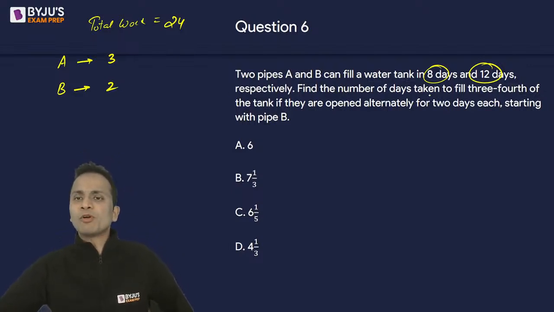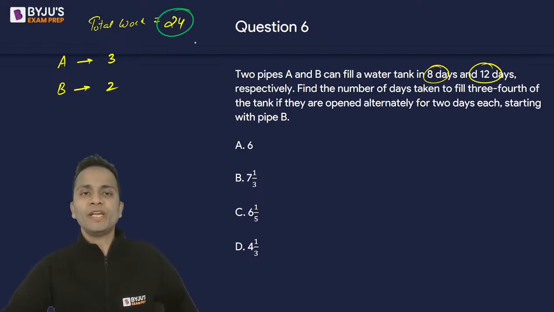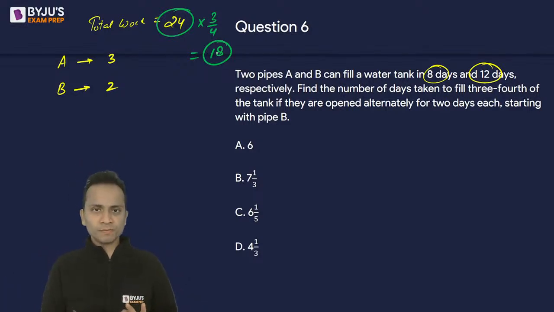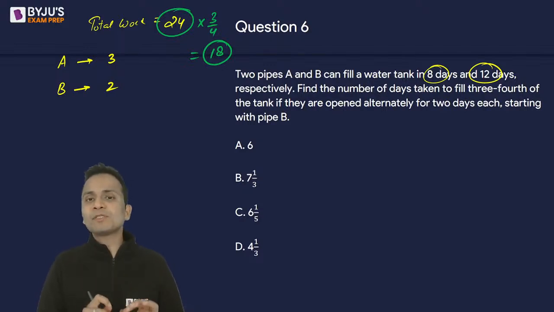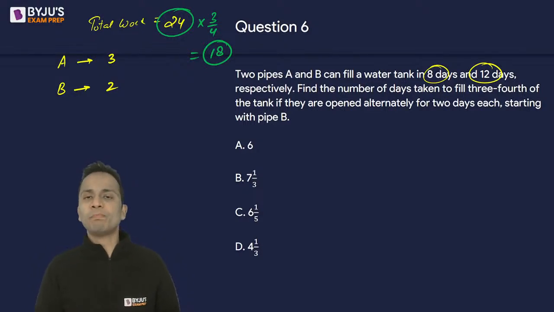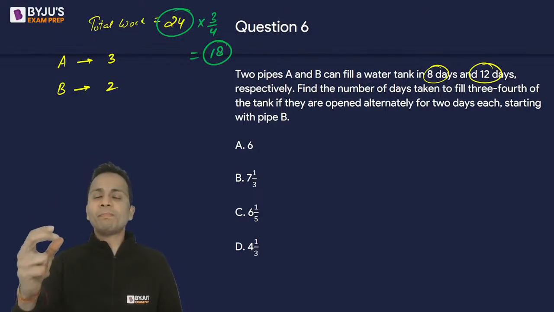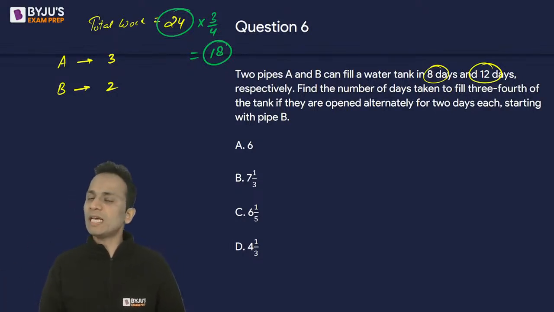Now question is find the number of days taken to fill 3/4 of the tank. So now the work is 3/4 of 24, that is 18 units. So now we'll have to finish 18 units of work, right? If these taps are opened alternately for 2 days each, starting with pipe B. So first of all, I'll open pipe B for 2 days, then pipe A for 2 days, then pipe B for 2 days, and so on.